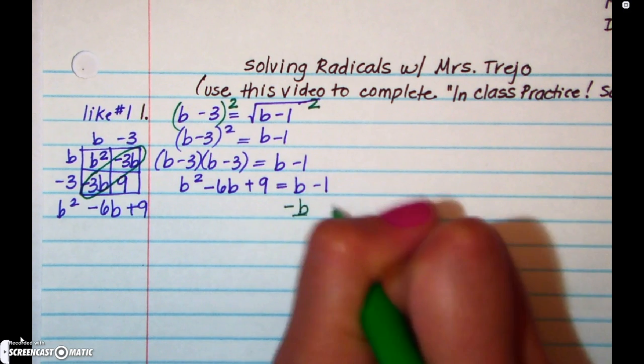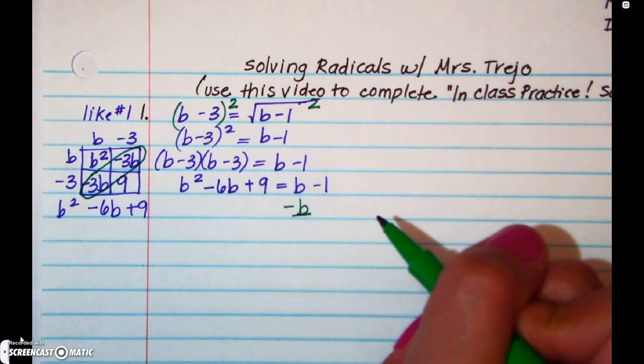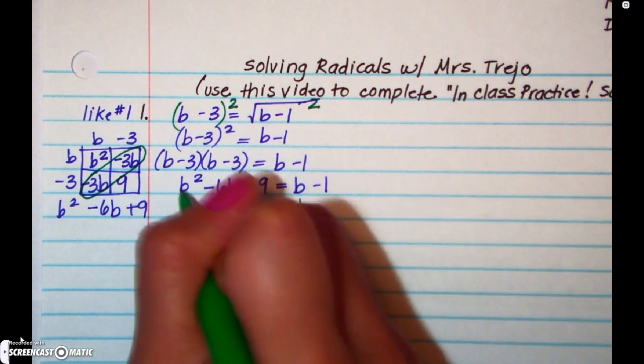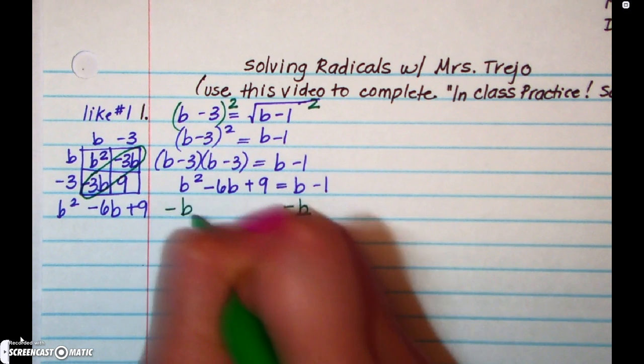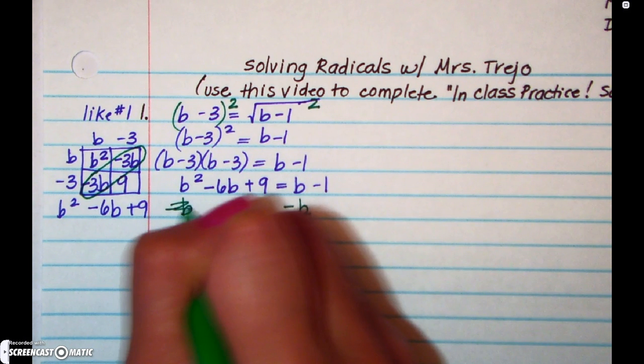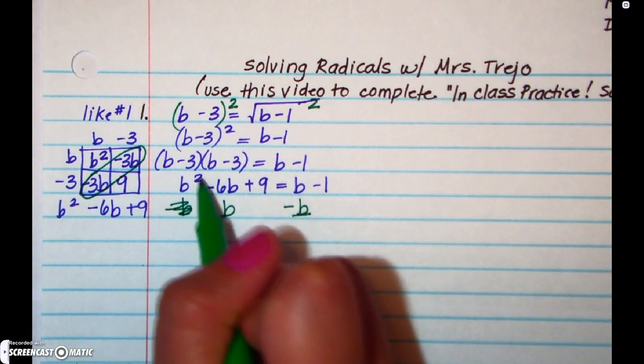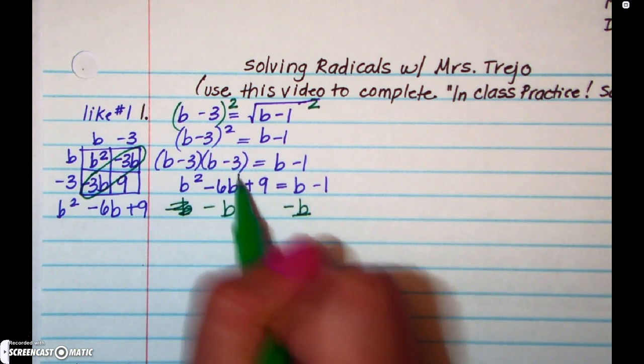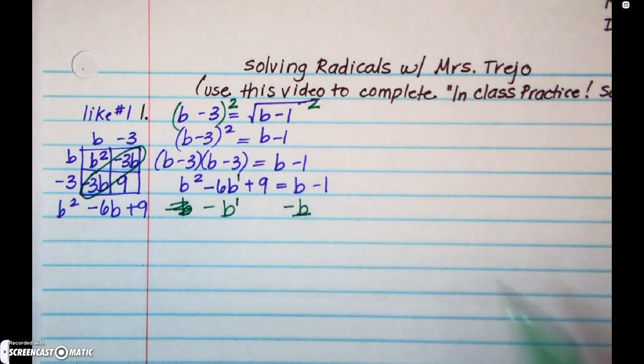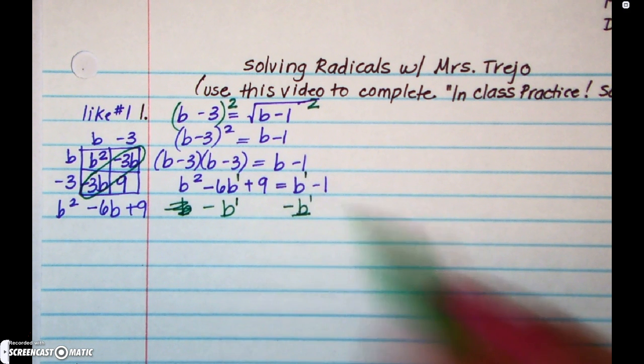The next thing is I'm going to move b to the other side, and I'm going to write it right underneath the b. Not that b, this b. Okay, and the difference is because this b has a b squared and this b does not. So both of them have an exponent of 1. So that's where I can subtract the b from.